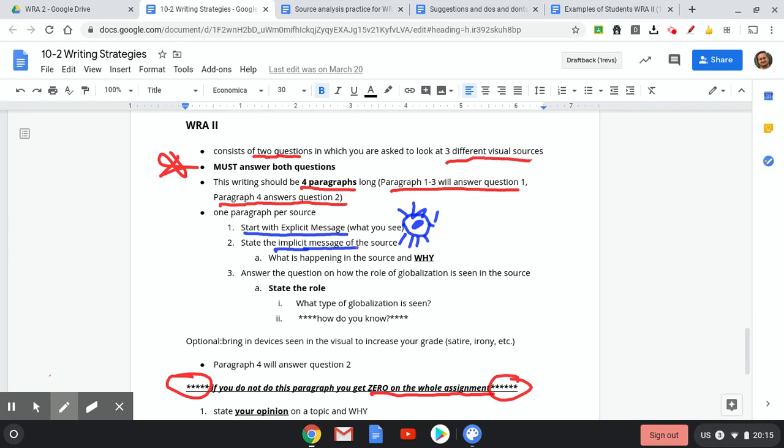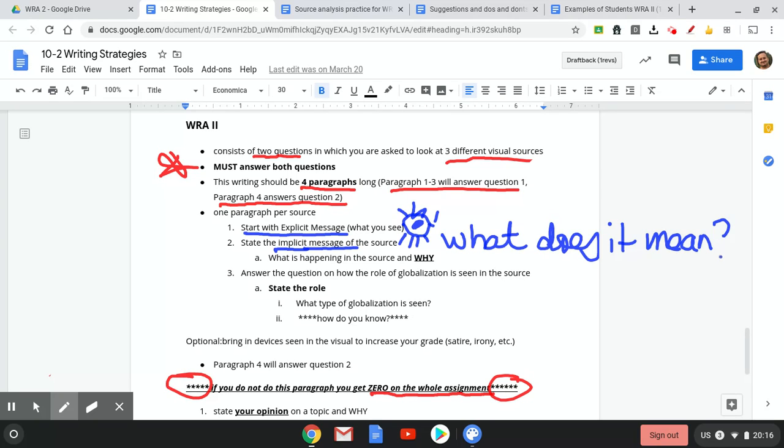Now, it says here what is happening in the source and why. Essentially, what does it mean? Right? The whole point of analyzing a source is that we're getting to the bottom of what the source is supposed to say. Number 3, answer the question on how the role of globalization is seen in the source. If this is social 20, that would be nationalism. State the role. So what type of globalization is seen? How do you know this?